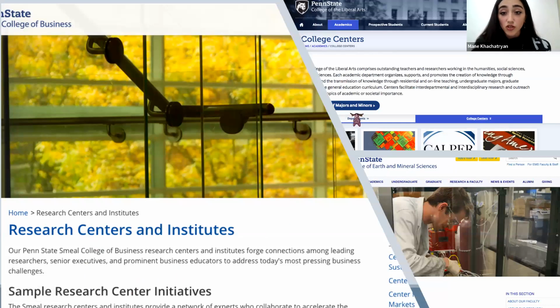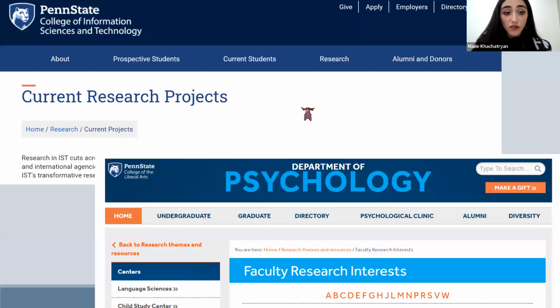Some of them will even show research that they're doing right now. They won't show programs or opportunities, but they'll show current research. Others will show you faculty members. These are current research projects for the College of Information Sciences and Technology. Others will show you faculty that may be doing research. So you can Google the faculty members, see if they're doing research, see if they have publications, and so forth.